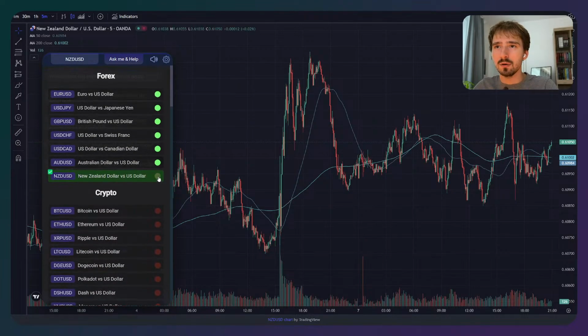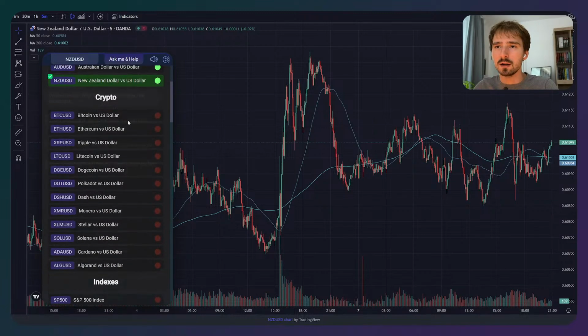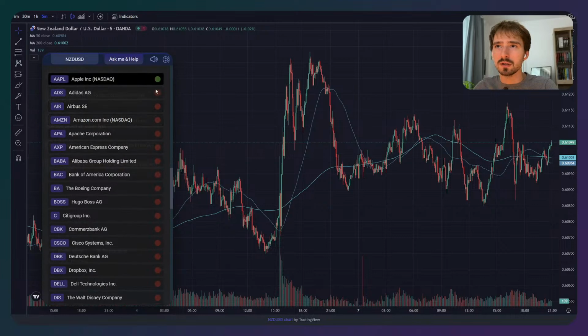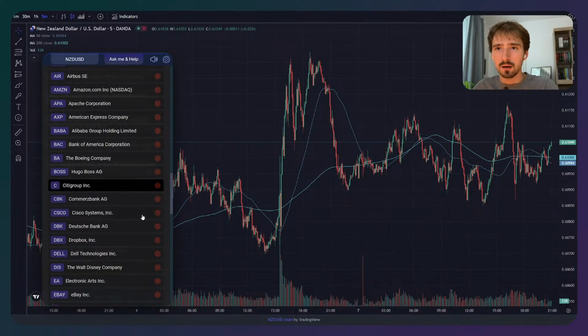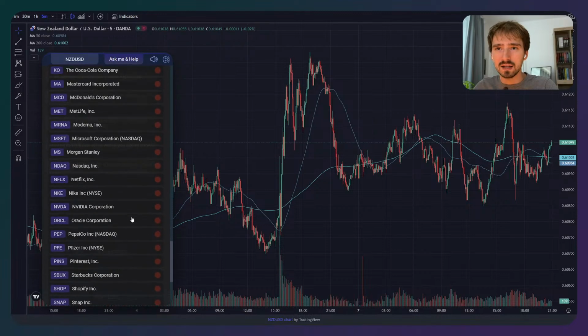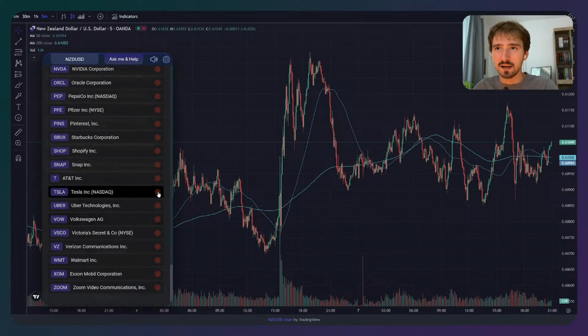possible opportunities for me. So I'm going to turn on all the Forex pairs here. And also I'm going to turn on some stocks which I'm interested in, which is Apple, let's say Google, let's go with the big techs, and let's go Tesla as well.